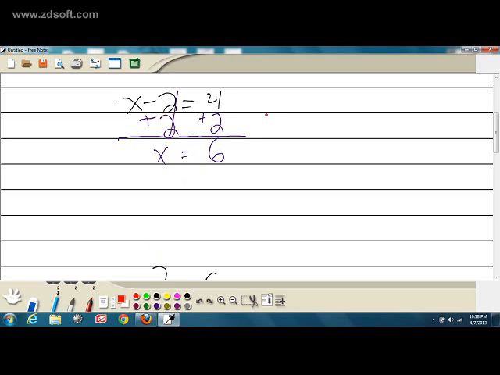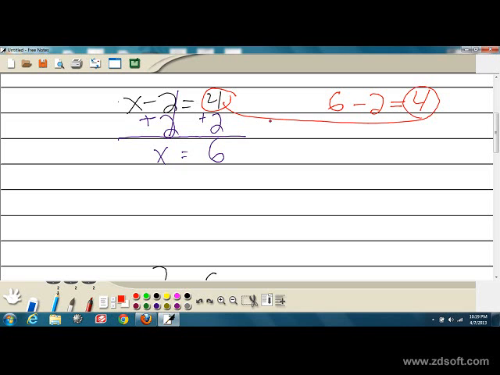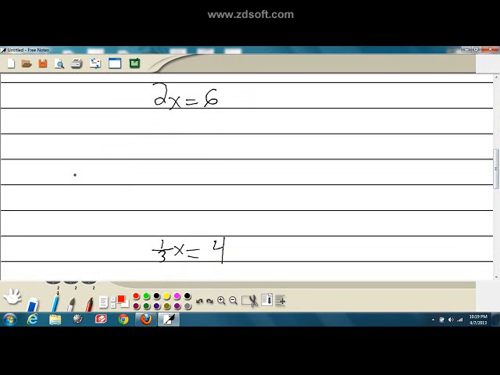So again, we're going to double check. We're going to substitute the 6 for the x. So 6 minus 2. Well, stick 6 fingers in front of your face, take away 2, and you are left with 4. And that's it. You're done. This is 4, and that is 4, so we did it correctly. Good. So again, this is one step. That's all you have to do.